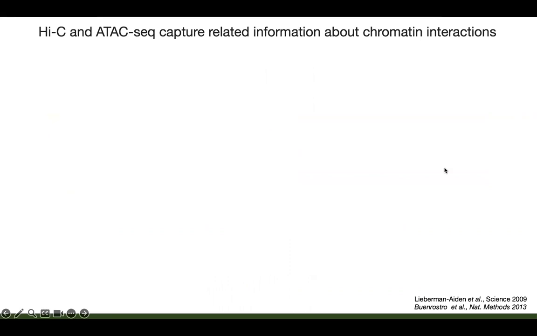Today I'll talk about our tool, chromzoo, which does bidirectional translation between Hi-C and ATAC-seq data across species. In fact, these assays, Hi-C and ATAC-seq, capture related information about chromatin interactions.